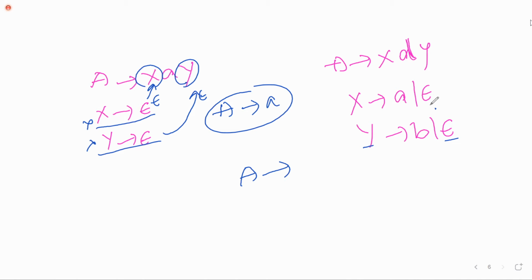Now I am substituting epsilon only in this X part, because X is deriving something else, so I don't substitute in both directly. First I substitute epsilon in the X place. When substituted in the X place, what remains is D Y. Next, substituting epsilon only in the Y place, what remains is X D. Now substituting epsilon in both places, what remains is only D.